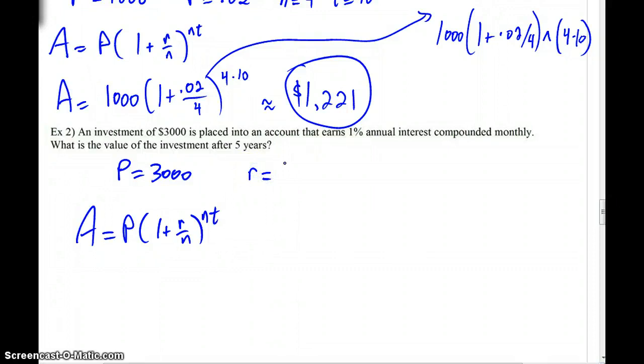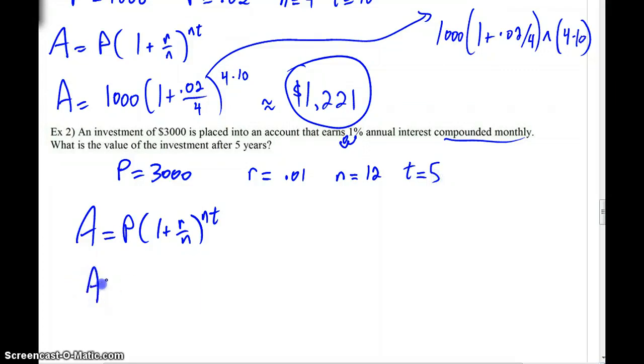It's so tempting to write R equals 1, but again, we must write this as a decimal. If we took 1 and moved our decimal 2 places to the left, we would get 0.01. The other option is to take your percent of 1 and divide by 100. 1 divided by 100 would give you 0.01. We are compounded monthly. N in this regard is 12. And we'd like to know the value after 5 years, so we're going to let T equal 5.